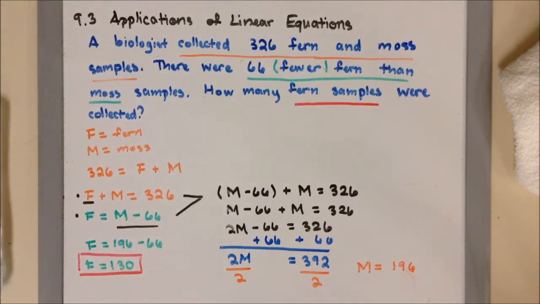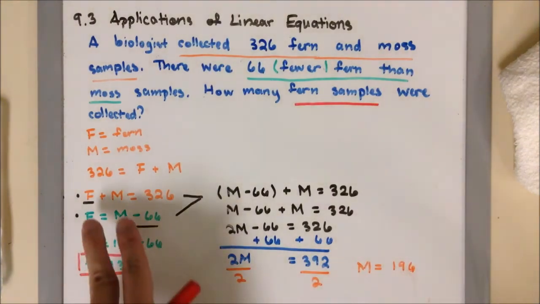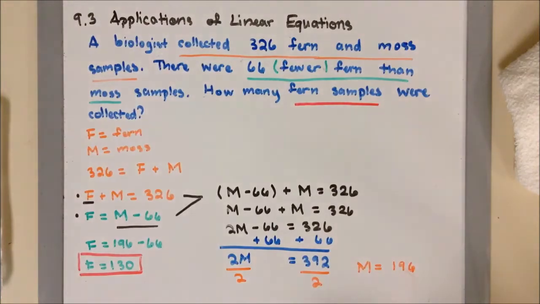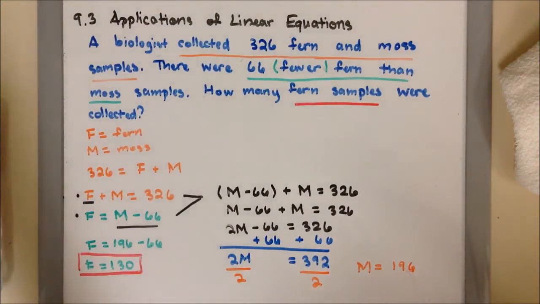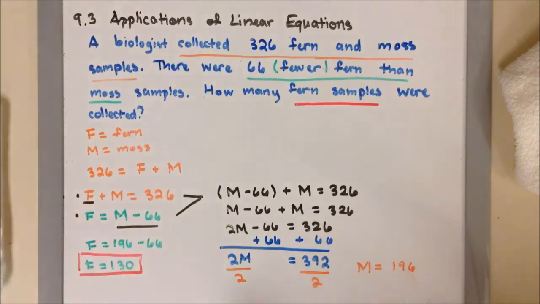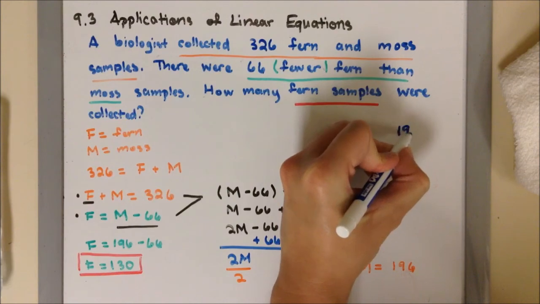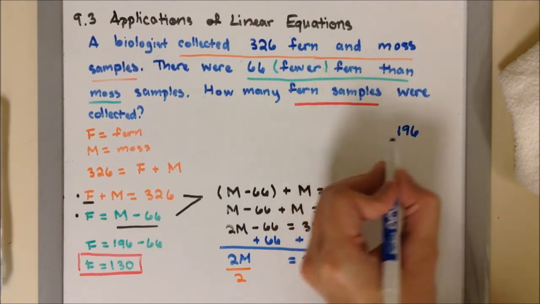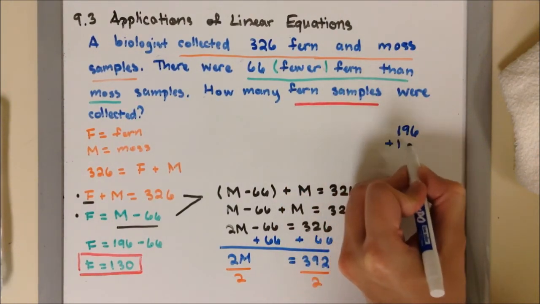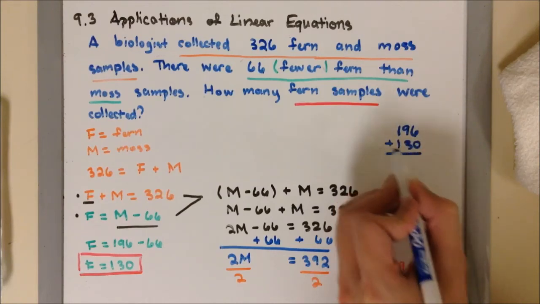Now, a way to check that these answers are correct is that we're just going to follow this equation. Ferns plus moss is equal to 326. We're just going to add the amount for moss and ferns. So moss was 196. Fern is 130. So we're going to add them up.